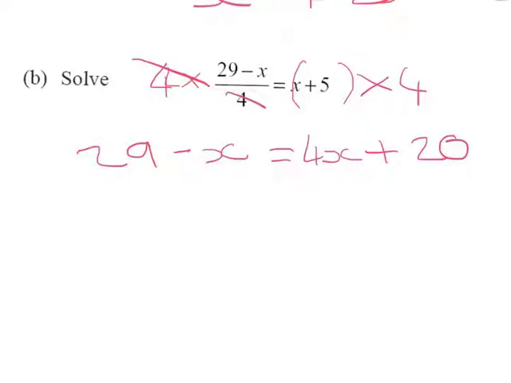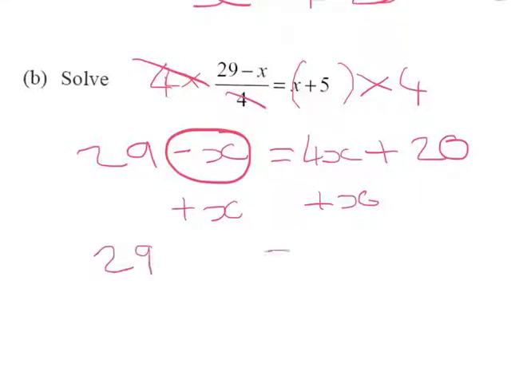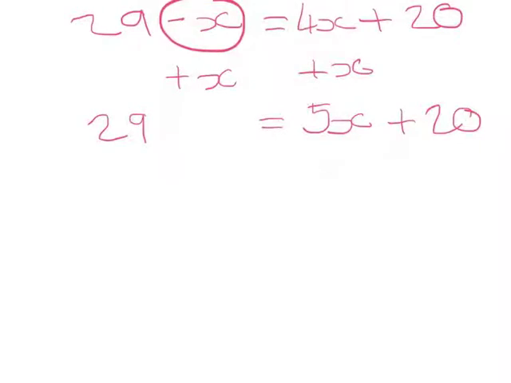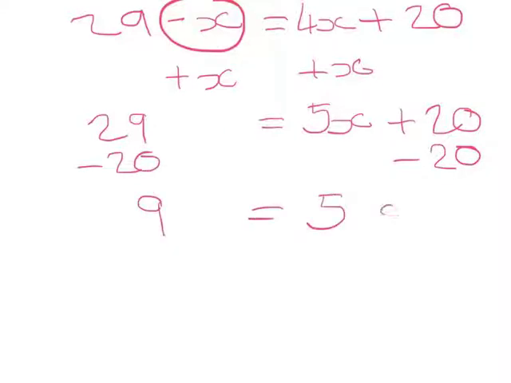We need to make sure all the x has gone to one side. The lower value of x is over here, so we're going to deal with that first of all. We're going to add that, because it's negative at the moment, add 1x. We're going to add 1x over here as well. Okay, so the 29 is untouched. That equals 5x, because 4x plus 1x is 5x, and then 20 is untouched as well. Next stage, we need to get rid of the 20 because we want to get the 5x on its own. Take away 20, and we do the same to the other side. That leaves us with 9 equals 5x.